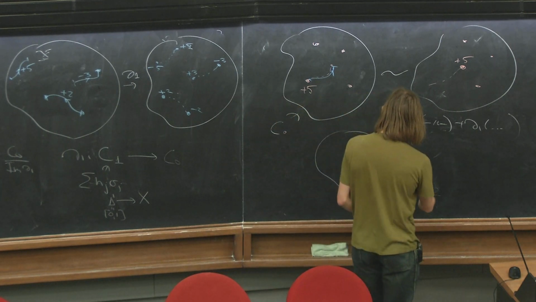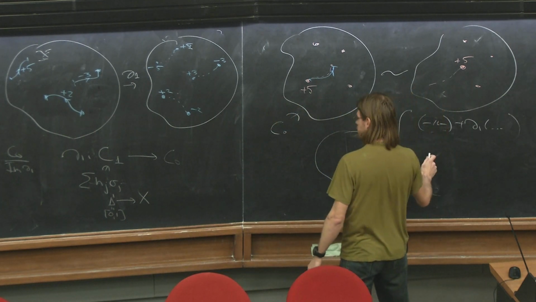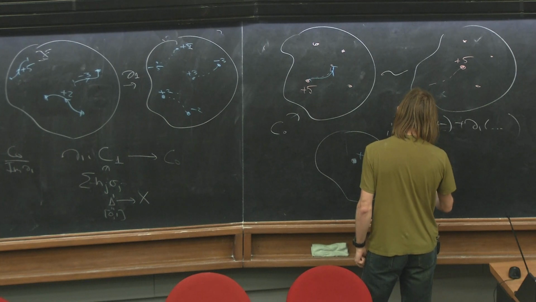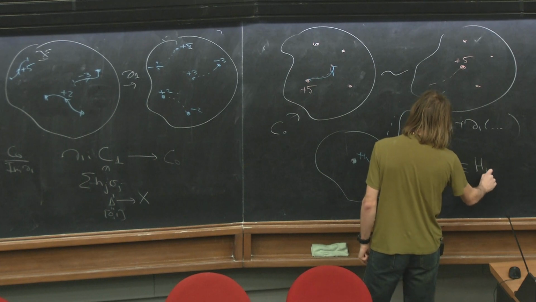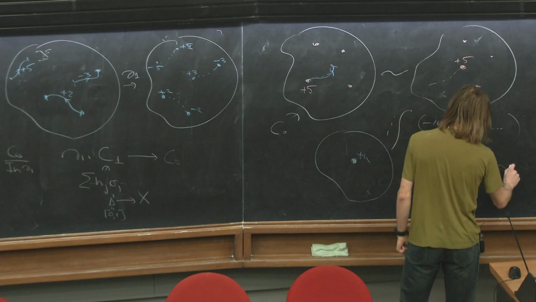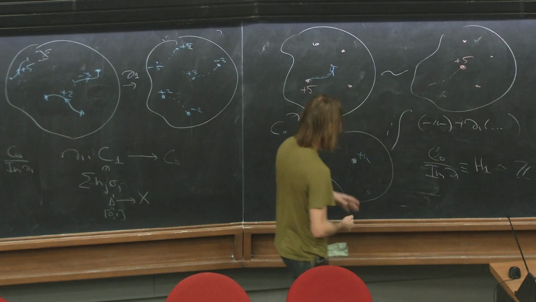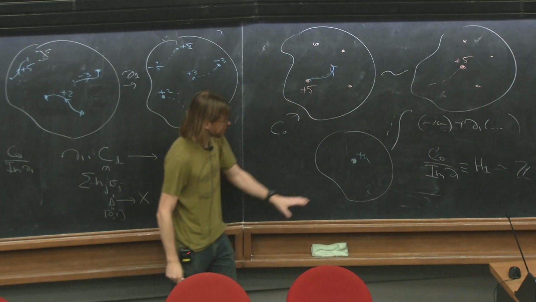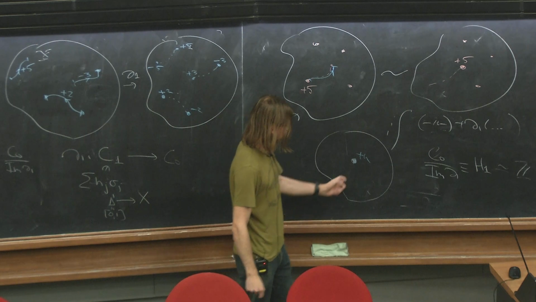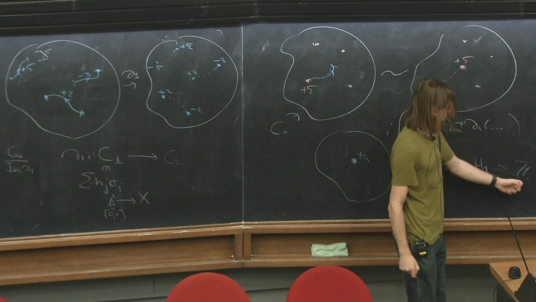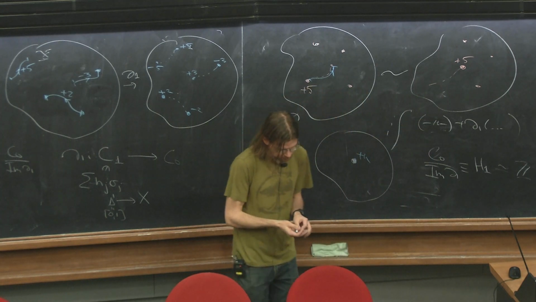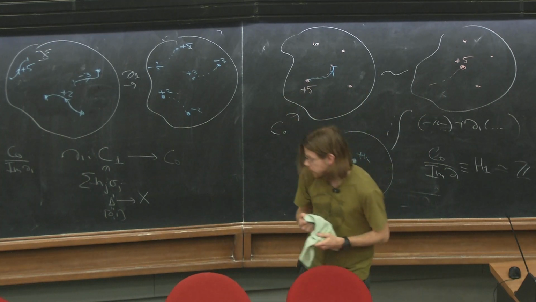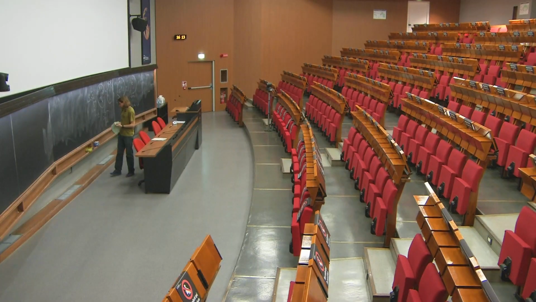And this gives you a one-to-one correspondence between C0 divided by image of D1, which is by definition our H0 group, with Z, if this topological space is path connected. So the number here just corresponds to this total sum of weights which we have here.